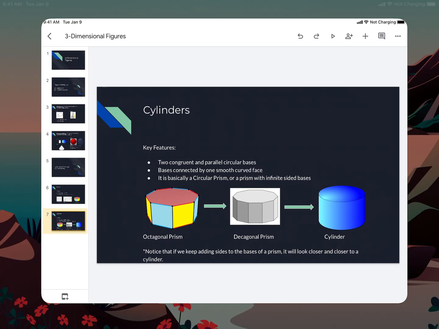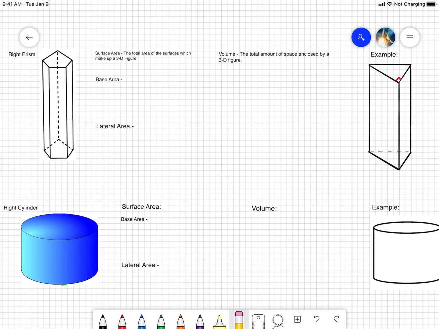So now I want you guys to get out a sheet of paper, because we're going to be looking at different types of measurements that we can make on prisms and cylinders. I'll give you guys just a minute to get everything ready, and I'm going to take attendance while you do this.